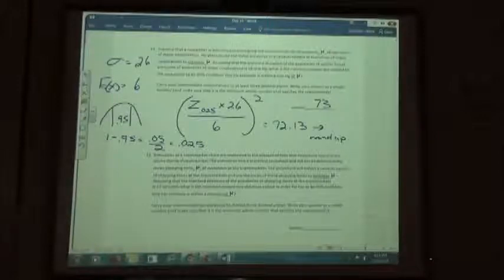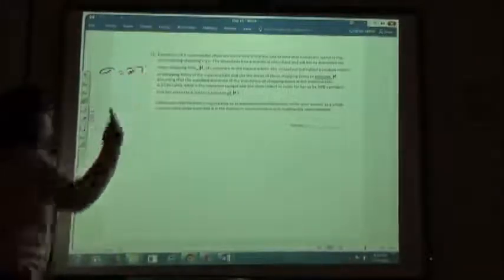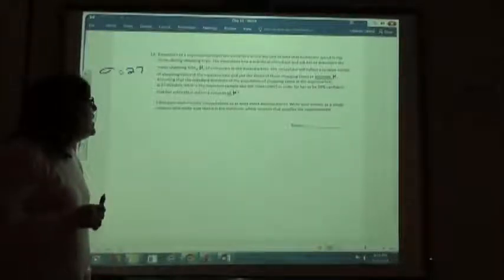All right, last one on this page. Executives at a supermarket chain are interested in the amount of time that a customer spends in the store during shopping trips. The executive hires a statistical consultant and asks her to determine the mean shopping time. The consultant will collect a random sample of shopping times at the supermarket and use the mean of the shopping times, assuming that the standard deviation is 27. What is the minimum sample size she must collect in order to be 99% confident that her estimate is within 3 minutes of my mean?